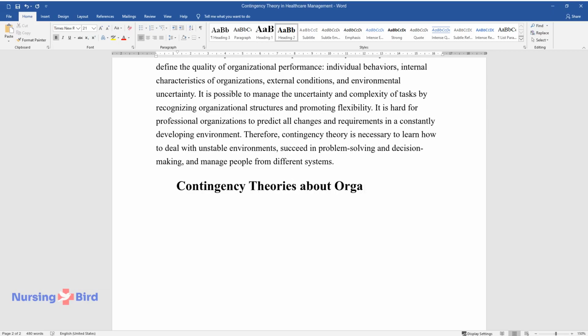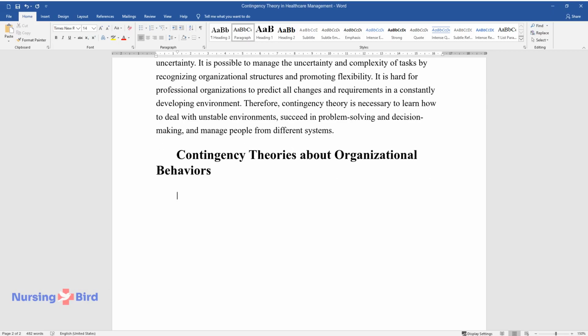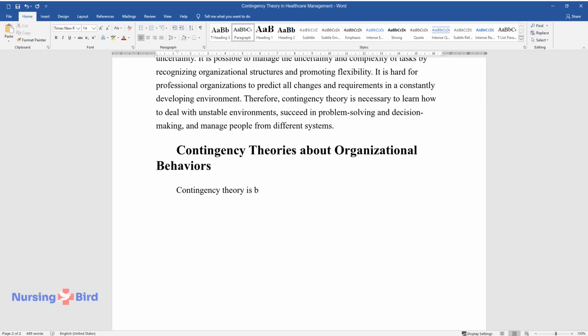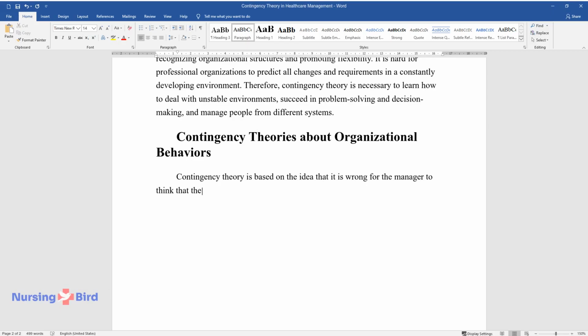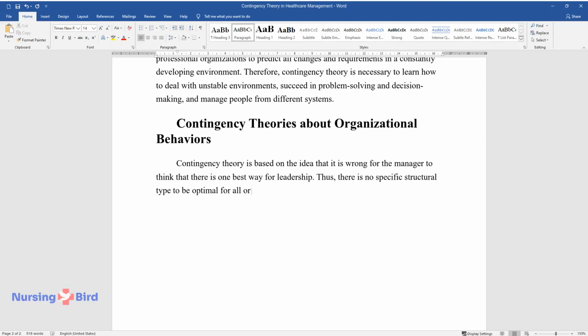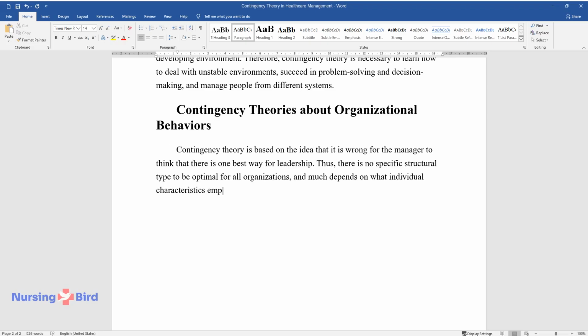Contingency theories about organizational behaviors. Contingency theory is based on the idea that it is wrong for the manager to think that there is one best way for leadership. Thus, there is no specific structural type to be optimal for all organizations, and much depends on what individual characteristics employees develop or what external factors may emerge.